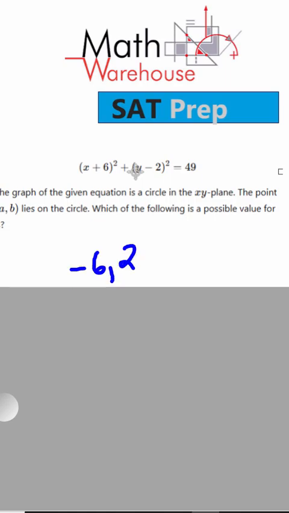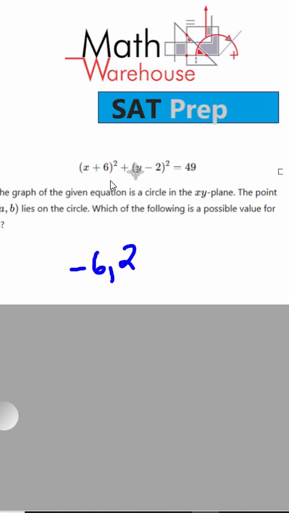Okay, so first you need to know that the center is (-6, 2). Remember, it's the opposite of whatever's going on up here. If it's y minus 2, the y value is 2. Now again, this question is focusing on the x value, or a. So all we care about is the -6.